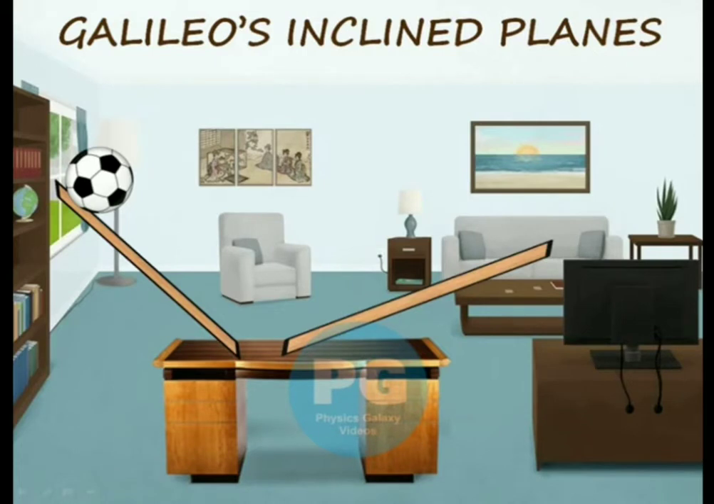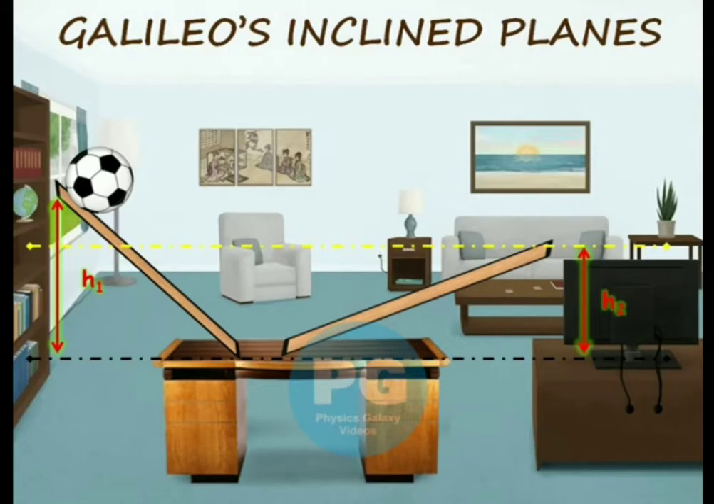Now, what would happen if the inclined planes are inclined in such a way that h1 is greater than h2? The yellow line here shows the difference in height in these two levels. If a ball is released from this height, it will try to reach its original level.